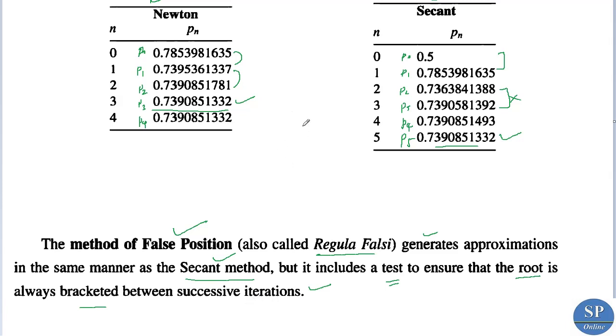That means, suppose we have the approximated roots P0, P1, P2, P3, etc. and let p be the actual root of this equation f of x is equal to 0, then p should lie between P0 and P1, and p should lie between P1 and P2, p should lie between P2 and P3, etc. That is, the root is always bracketed between successive iterations.